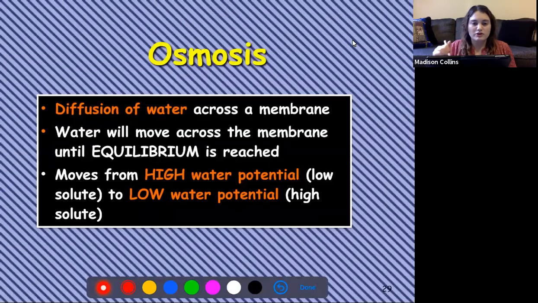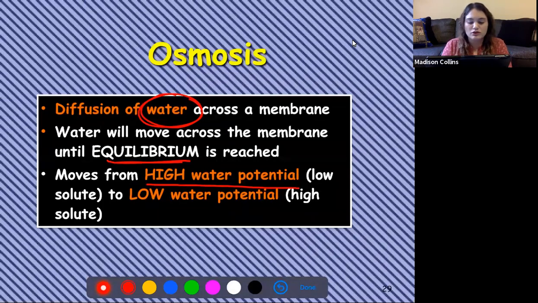All right, so before we go to this picture, quickly jot down these notes. Once again, osmosis is diffusion of water across the membrane, specifically just water. Water is going to keep moving across that membrane until equilibrium is reached. And we're moving from an area of high water potential to low water potential.